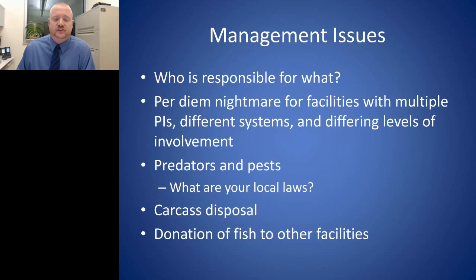Like I said, different systems. You know, a recirculating system has consumables. It has filter pads. It has charcoal. It has UV sterilizing bulbs, things like that. Whereas some of the flow-through systems don't have that. And so it's a challenge to get the right per diems for your facility.